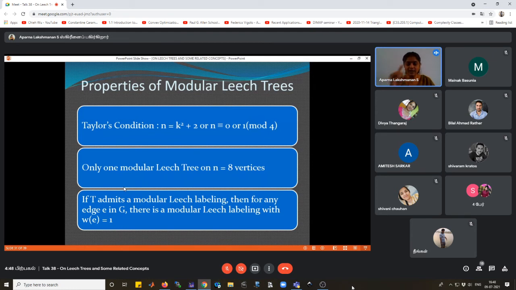If you are sure that there exists a modular leech tree of order n, then you can start by labeling any edge you want with the label 1. It will exist for sure. If at all it exists, it will exist for sure for any labeling with any edge given the value 1. So that is an interesting observation.